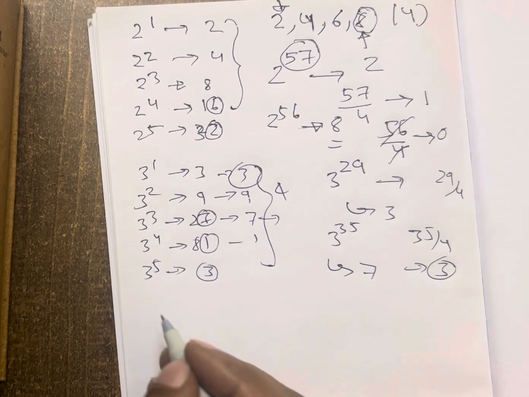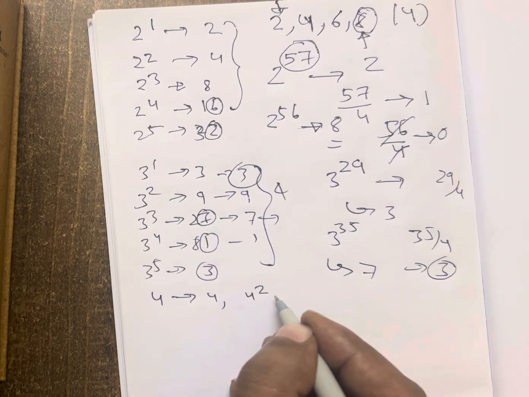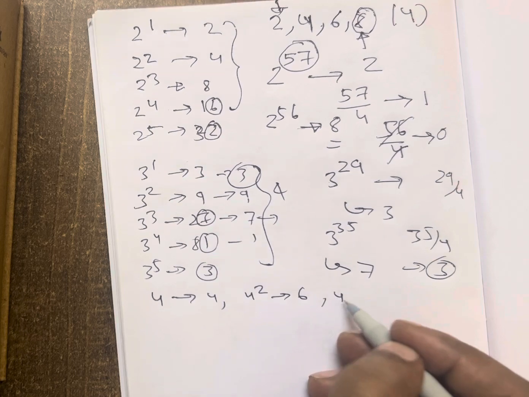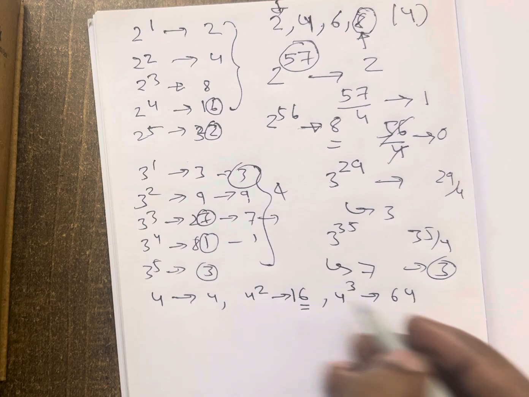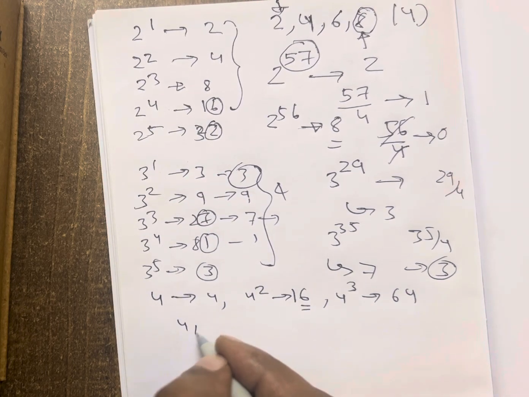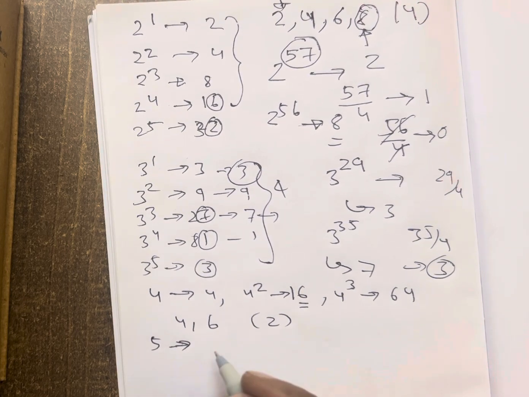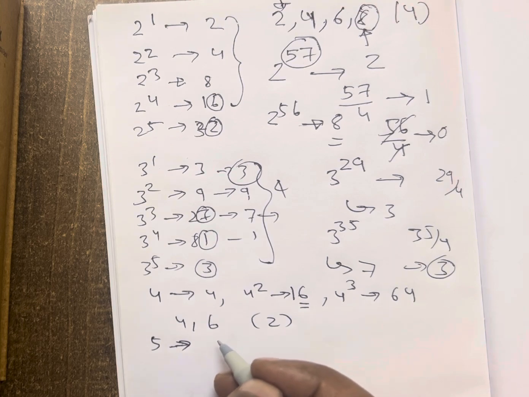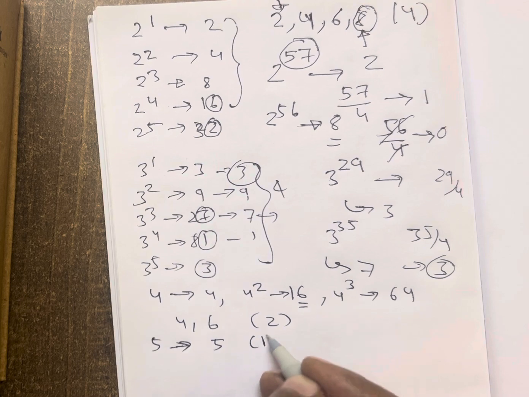Let's now try with 4. 4 to the power 1 is 4, 4 to the power 2 is 16, so the last digit is 6, and 4 to the power 3 is 64. So it just repeats after 2 digits, 4, 6. Its length is only 2. Now coming to 5, it always has last digit 5. Whatever the power, 5 to the power 1 is 5, 5 to the power 2 is 25, 5 to the power 3 is 125. So it always has 5 as the last digit, and cyclicity is 1.